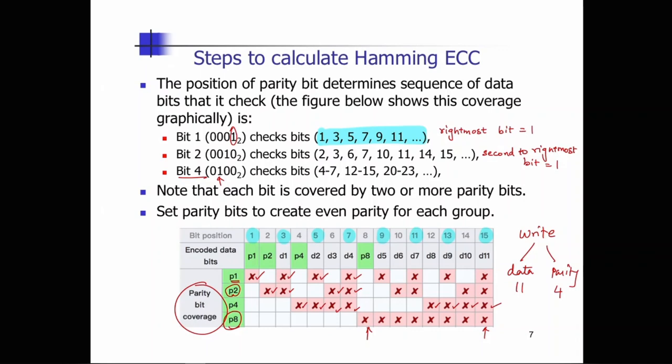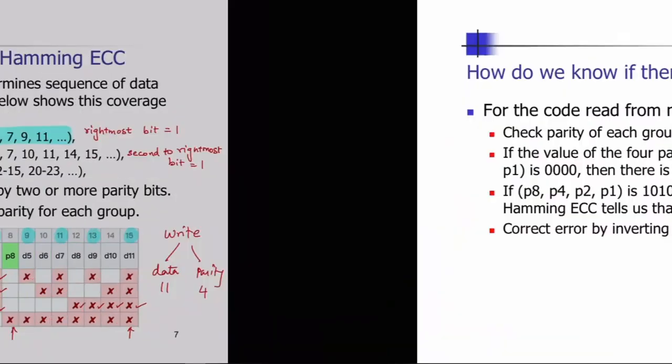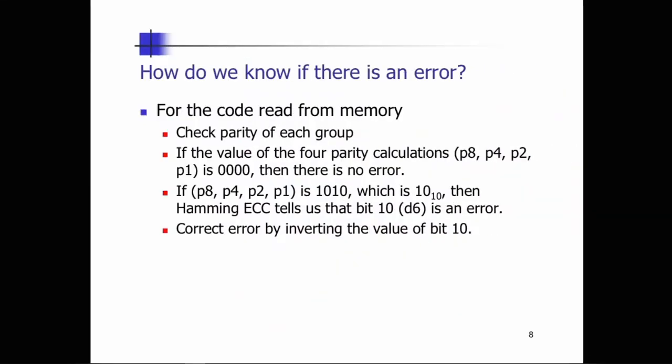That's what I'm writing. But due to an error in memory, some bits may change, and I'm going to assume that only one bit error occurs. Let's see how I can find out where it is so that I can correct it.